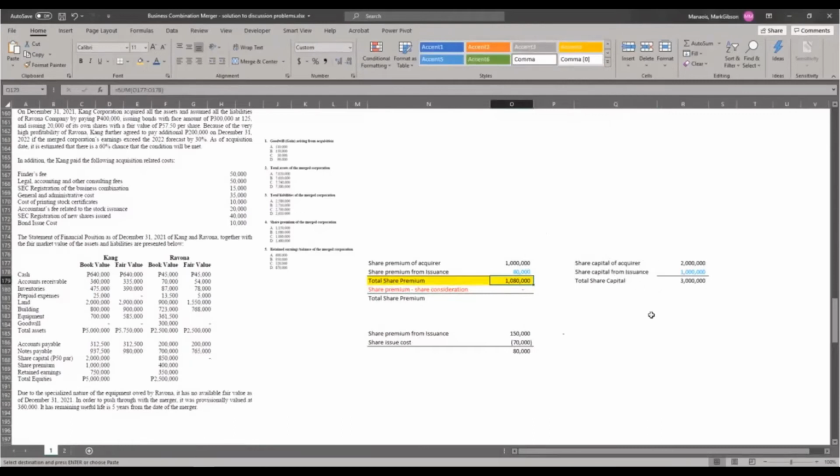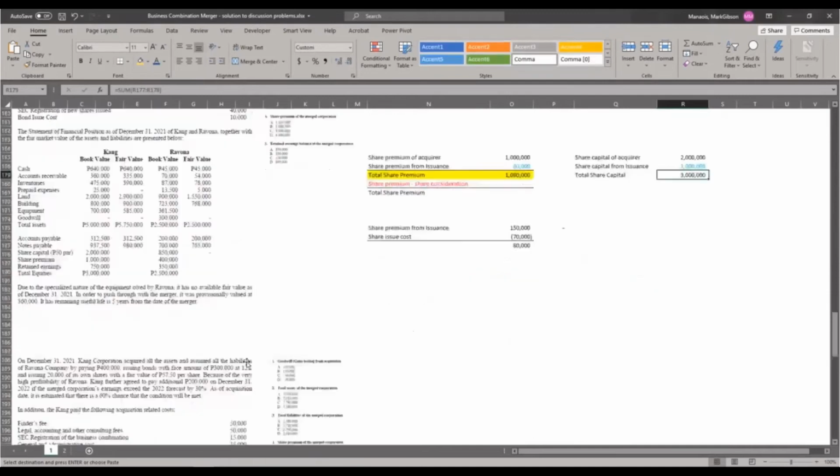Ito hindi tinatanong pero pag-usapan na rin natin. What if the problem asks you to compute for the total share capital? Of course, ang kailangan lang natin is share capital of the acquirer, that's 2 million, plus share capital from issuance. So that's 1 million. So total share capital of the merged corporation would be 3 million pesos.